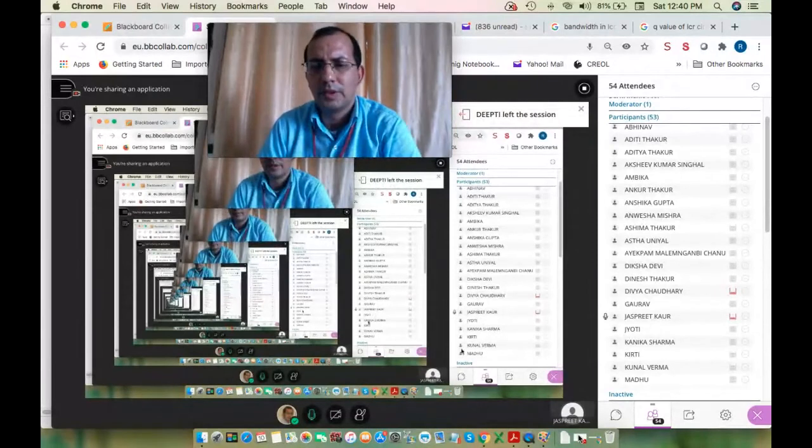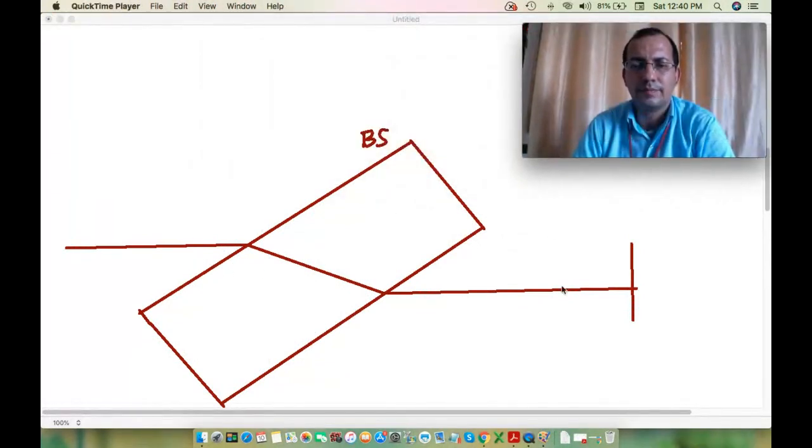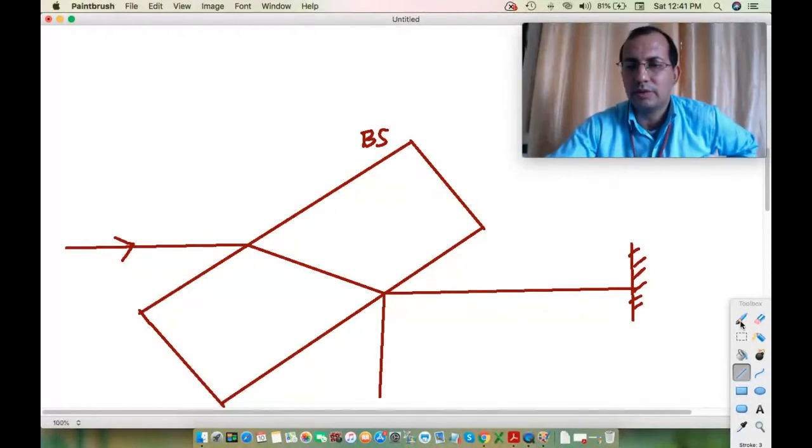Yes, sir. So, Jasprit, can you tell us how many times this ray of light crosses the beam splitter right now? Let me explain it. Here it enters the beam splitter, and then it goes to this mirror, which is the movable mirror, and then it is reflected back. So from here, one time. You are right, that's only one time.